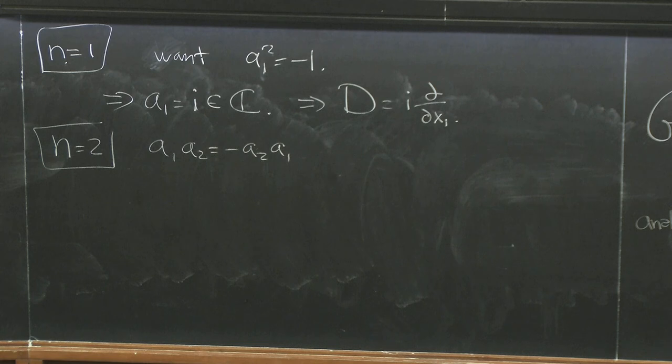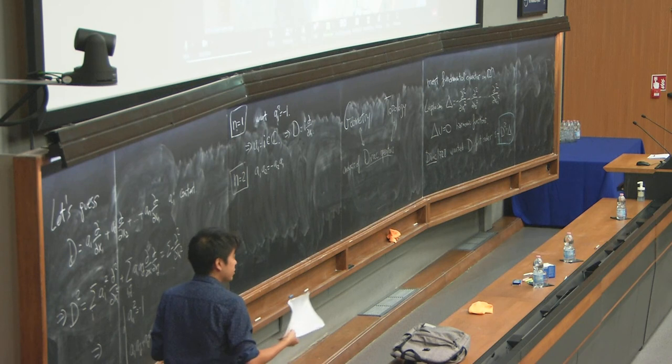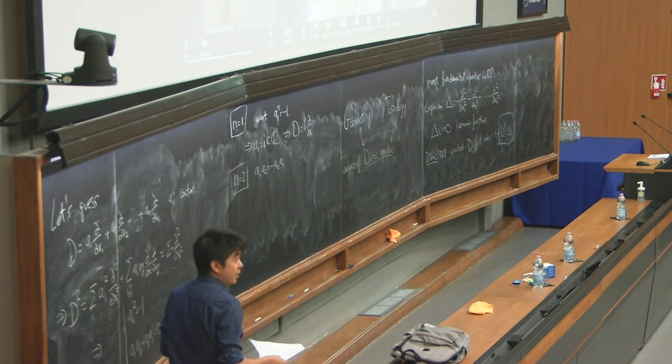This you cannot solve if you work with complex numbers, because complex numbers are commutative, and this implies that they're non-zero. So it seems there are no solutions of such equations in complex numbers. But Dirac's idea is that you can solve this if you look at more complicated algebraic structures, in particular 2 by 2 matrices.